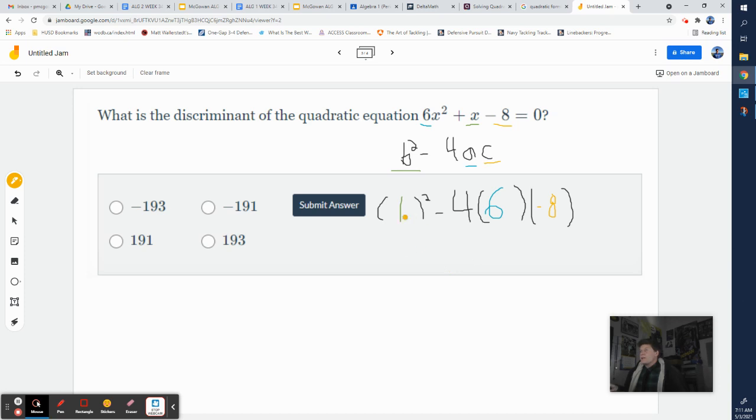So let's simplify here. Dealing with the exponent, I have 1 squared, which is 1. Negative 4 times 6 times negative 8. Oh, geez. That's negative 24 times negative 8. That's something I don't want to do in my head. I get 192. So plus 192, which then I could add together and gets me a final answer of 193. So I'm looking at this solution here.